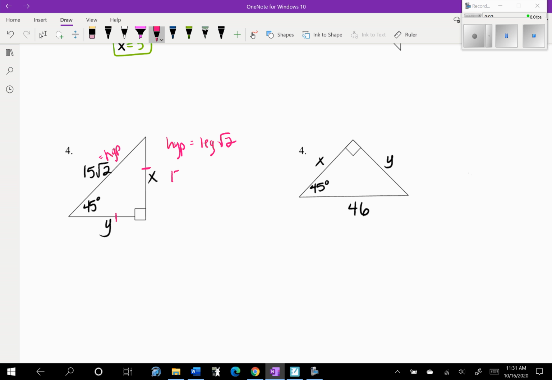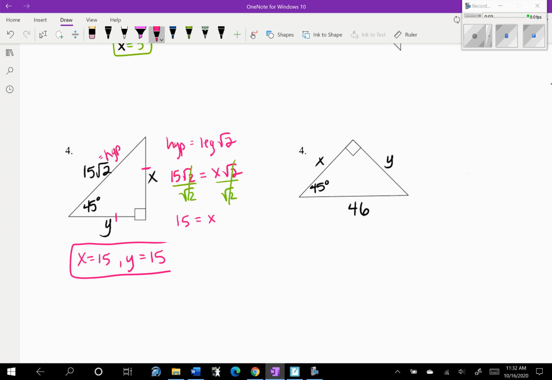So we get 15 root 2 is equal to x root 2. And now we're solving for x. So how do you solve for x? You want to divide both sides by the square root of 2. So of course that just cancels out, and that cancels out as well because it's just really equal to 1. So we have 15 is equal to x, so that means x equals 15, and y is equal to 15 because both x and y are the legs of the triangle.